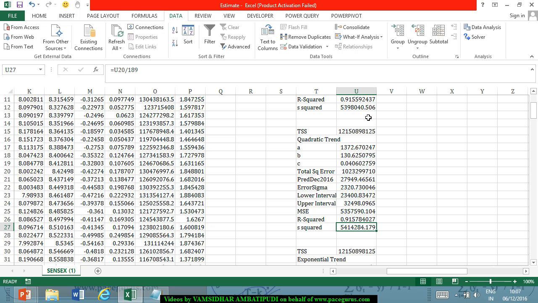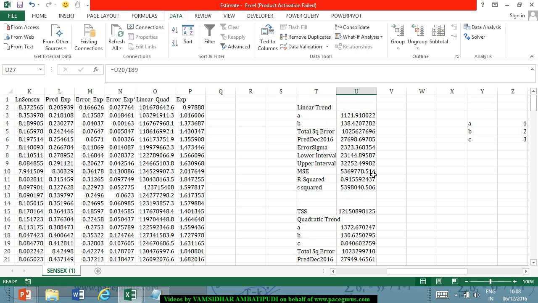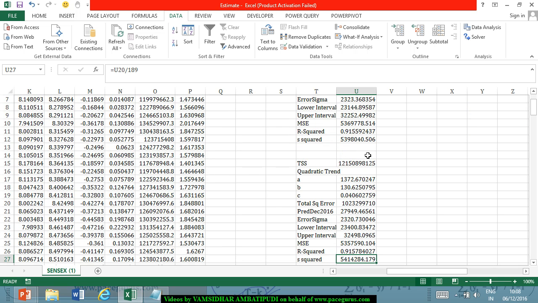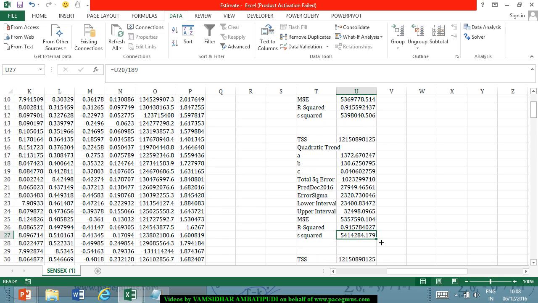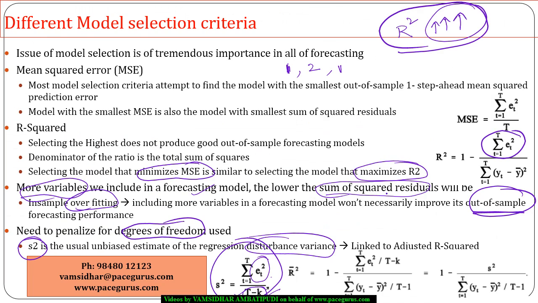So this is where I say, still, going with the S squared, this may be a better model, because this is error. I want the S squared to be as minimal as possible. So between these two models, I can still select the linear model compared to the quadratic model, because the S squared is only 5.39 million there, whereas it is 5.41 million here. And here comes the S squared for this particular data, which is this divided by 190. So this is the S squared that is coming out here.